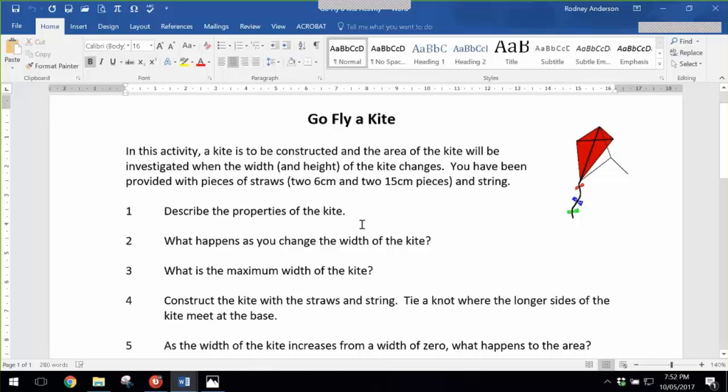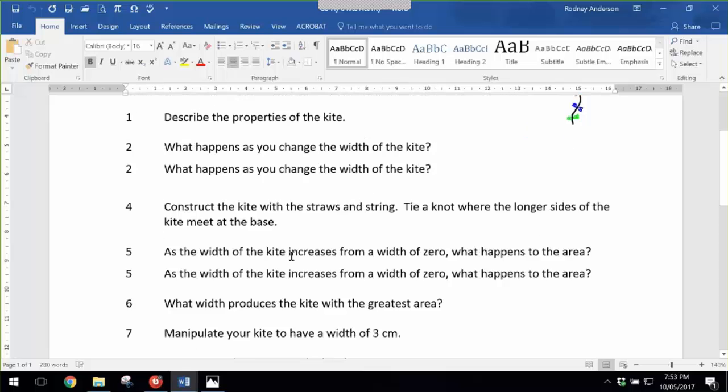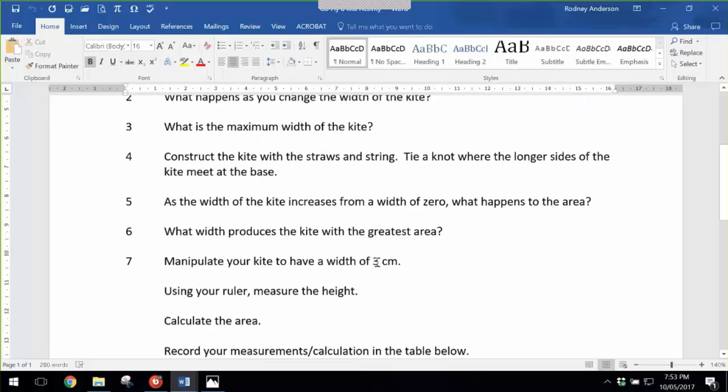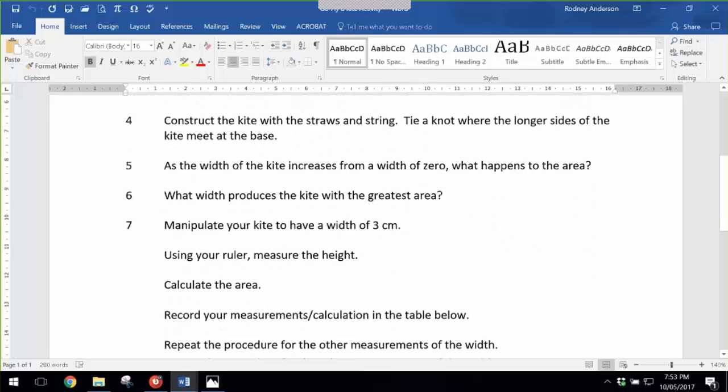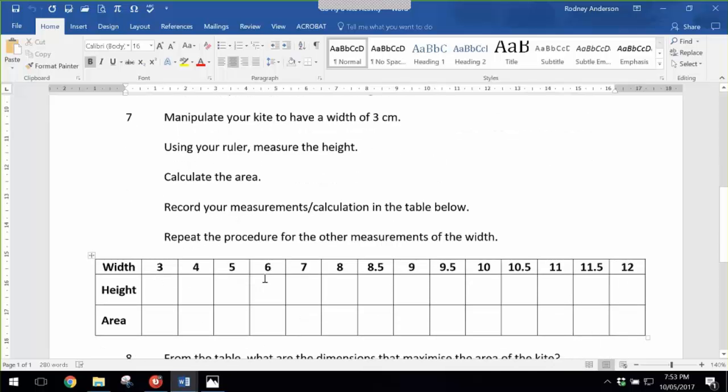All right, so maximum width of the kite, you see the activity going through here, tie a knot with the longer size mid at the base, and we can discuss it, and then you can start collecting data. So what I've done is got a table here where the width is 3, 4, 5, 6, 7, all the way up to 12. Obviously, there's a maximum value somewhere between, say, 8 and 11, quite possibly, so I've just preempted the table. And you can keep on going through that there.